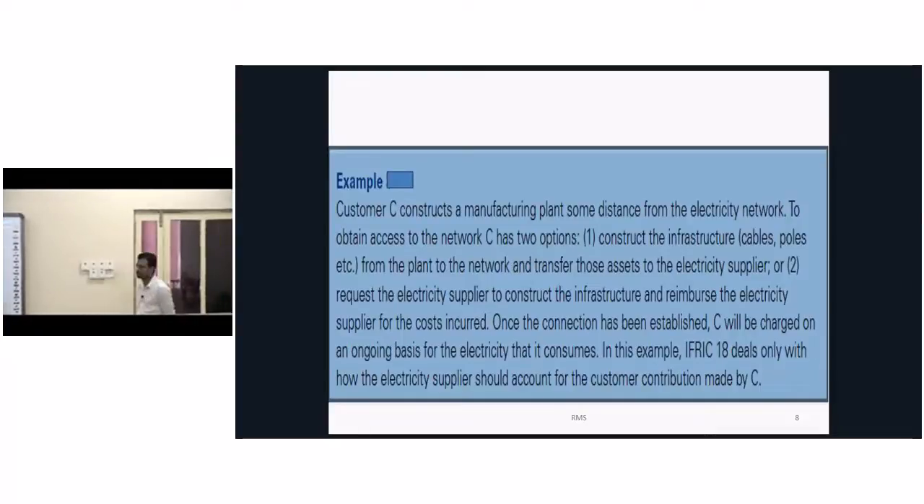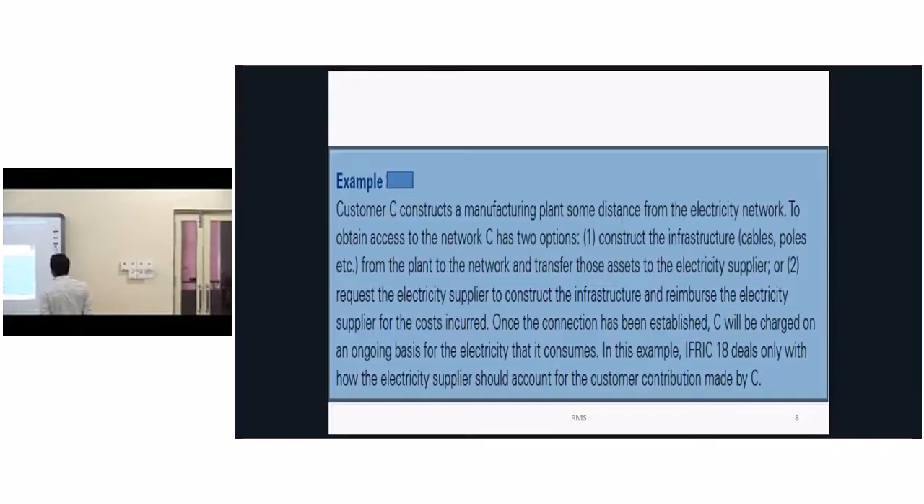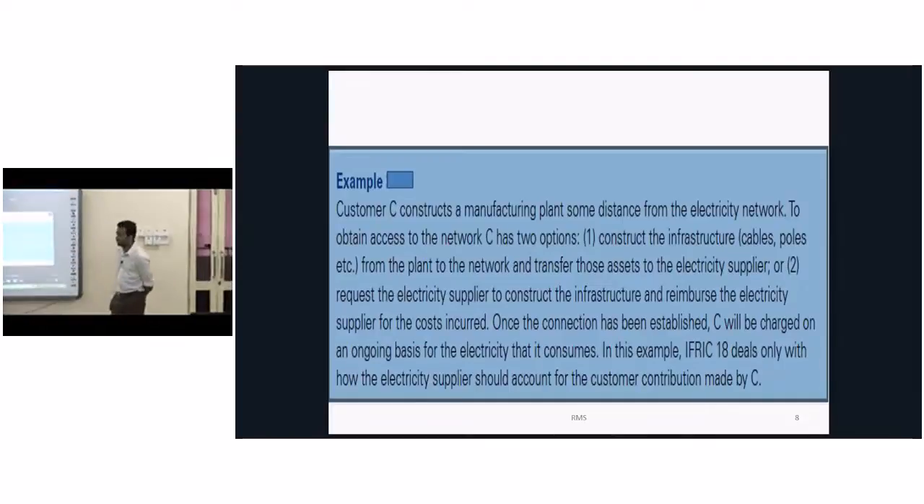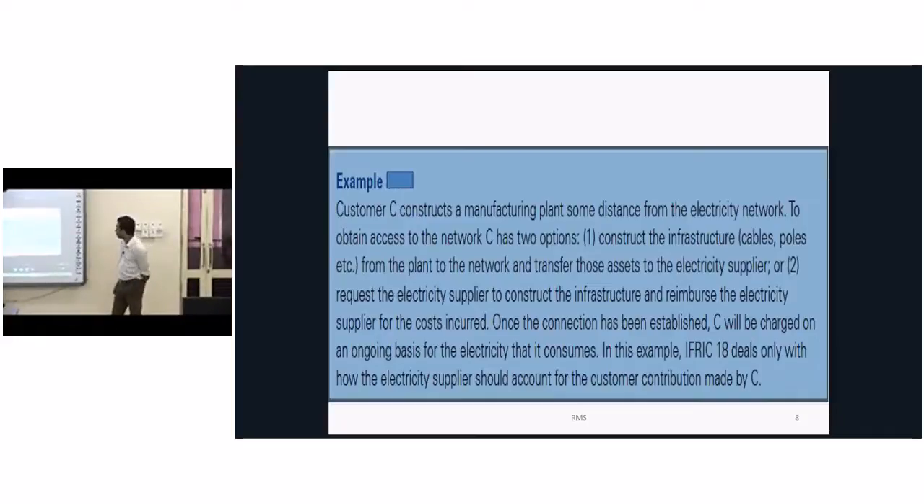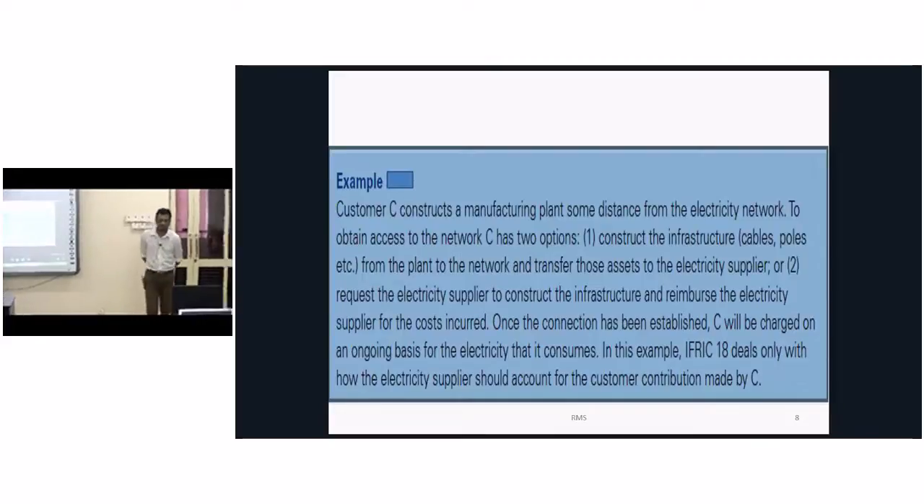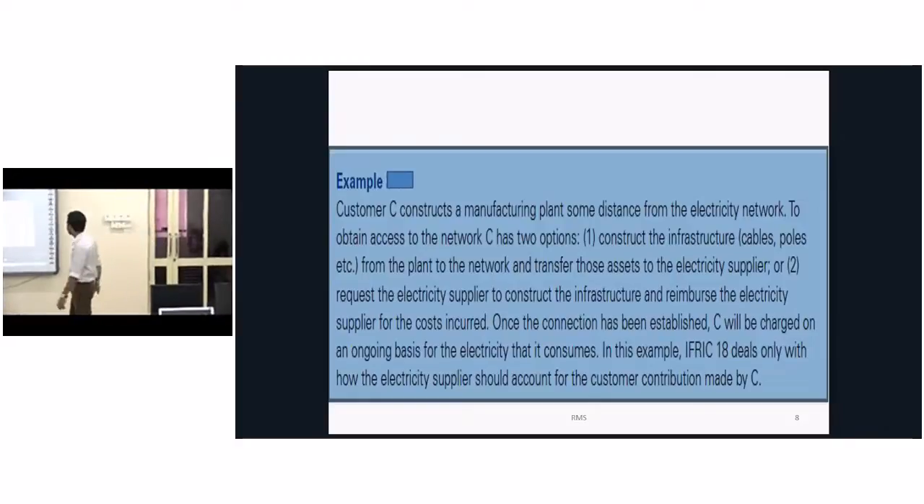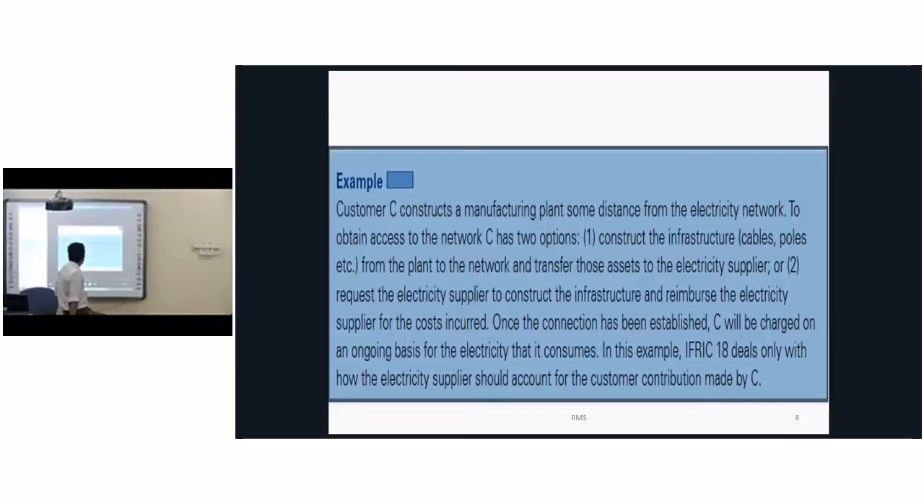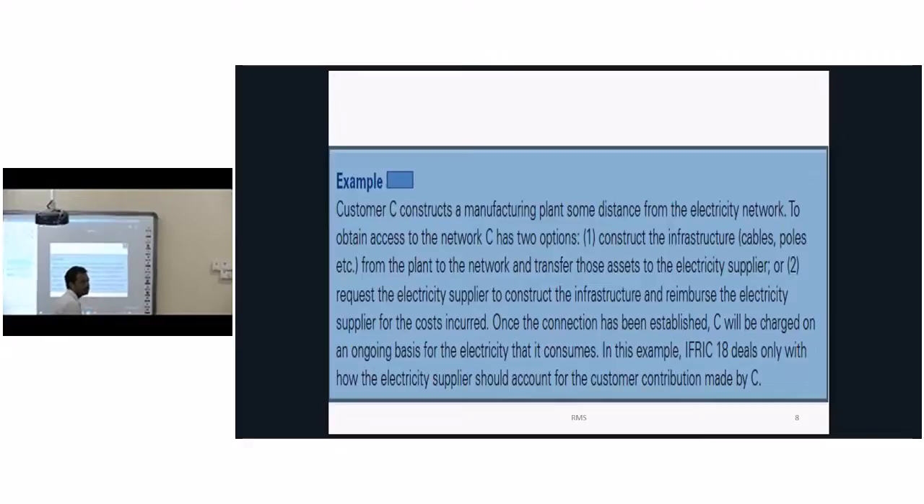Another example. Customer C constructs a manufacturing plant some distance from the electricity network. I told the same. This is a very close example to your practical personal life. To obtain access to the network, C has two options. Look, what are the two options? Construct the infrastructure, cables, poles, etc. from the plant to the network and transfer those assets to the electricity supplier. Let's assume you are going to start a big manufacturing company in a rural area, which you don't have electricity network, electricity supply. Then what do you have to do? Electricity line. Who has to spend money? You have to spend money, right? So then you will do all this work.